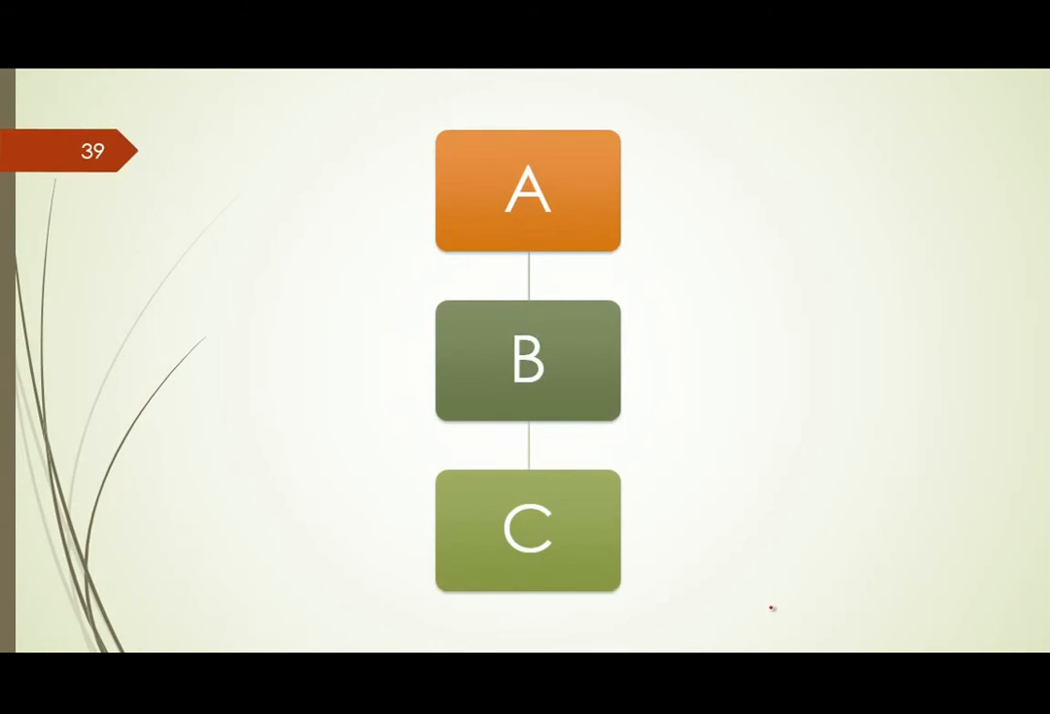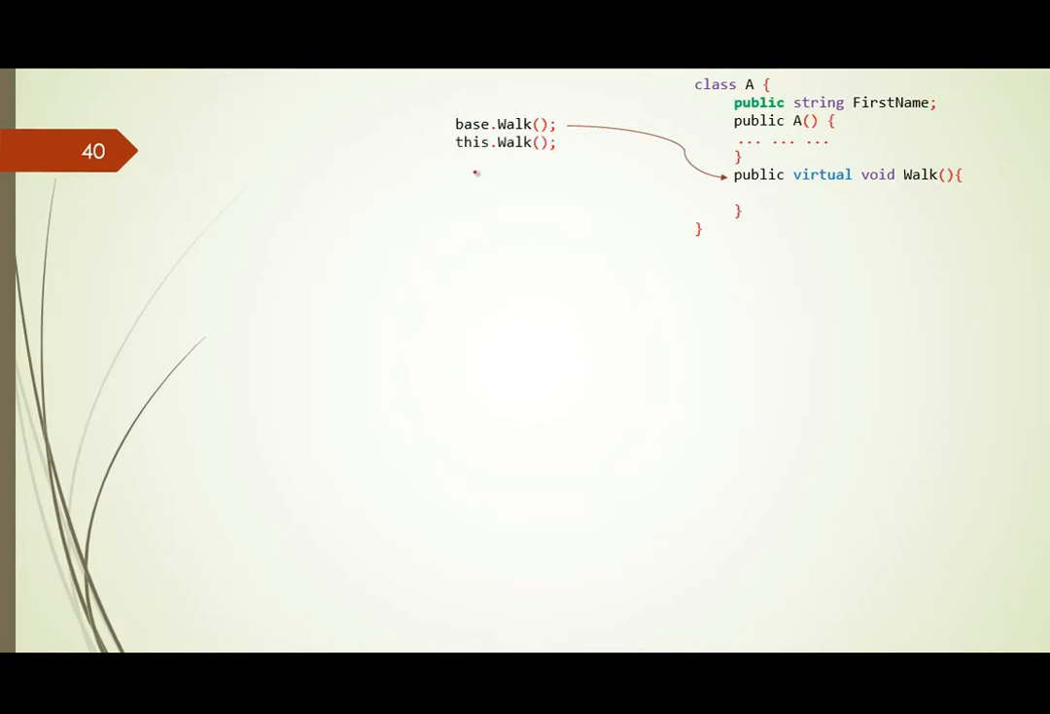Let's say I have an example, and in the example I have class A, class B, and class C. Class B is inherited from class A, and class C is inherited from class B, and I really want to call base methods from these inheritances. So let's see some examples. I have a definition of class A, and I have a walk method, and base.walk will call the walk method. And let's say I have another example of this.walk. See the difference between this and base.